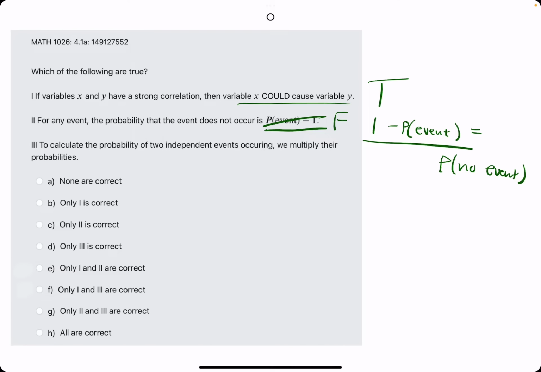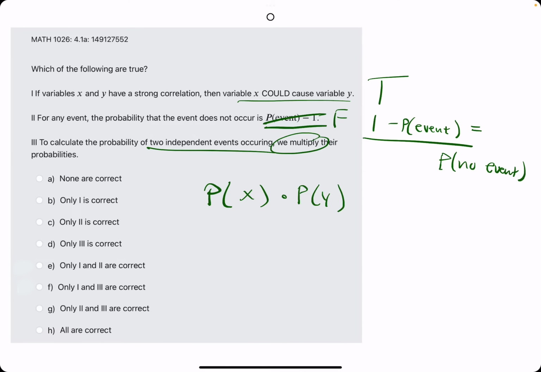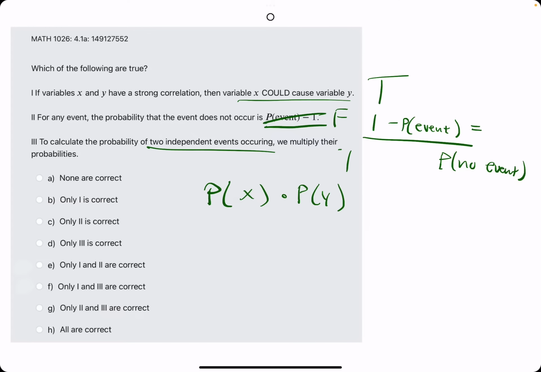Number 3, to calculate the probability of 2 independent events occurring, we multiply their probability. So like P of x times P of y. To find the probability of both of these occurring, we do multiply their probabilities. I can't really explain it better besides just saying that is what we do. That is sort of the definition of calculating the probability of those 2 events occurring. So true, false, true. So it looks like 1 and 3 are correct.